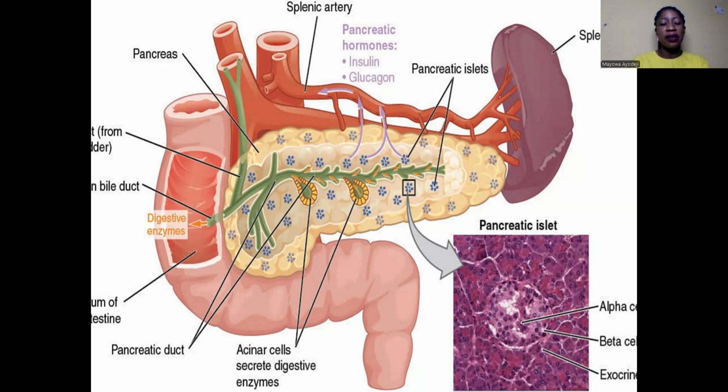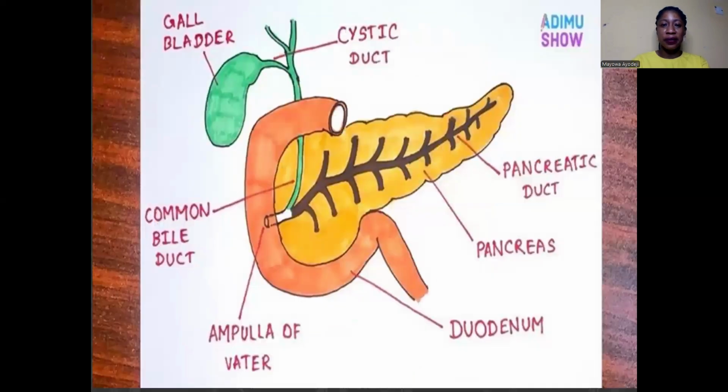You can see where the common bile duct is connected with the ampulla of Vater. You can see that it is leading into the duodenum. So now, if this pancreas is inflamed, definitely these enzymes will not be able to find their way into the duodenum. You can also see the pancreatic ducts. These pancreatic ducts are not supposed to be blocked for any reason.